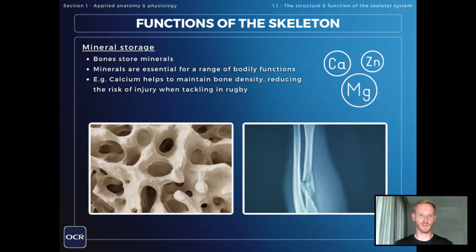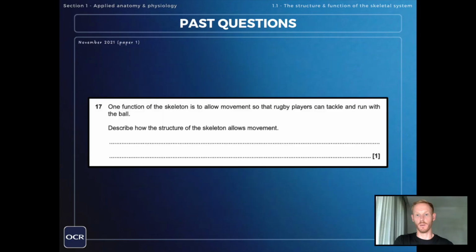The final function of the skeleton is mineral storage. So bones store minerals like calcium, and minerals are essential for a range of bodily functions. For example, calcium helps to maintain bone density, which reduces the risk of injury when tackling in rugby. Now that's literally everything you need to know on the functions of the skeleton, but before we finish, we'll have a look at a couple of exam questions to put some of this information into context.